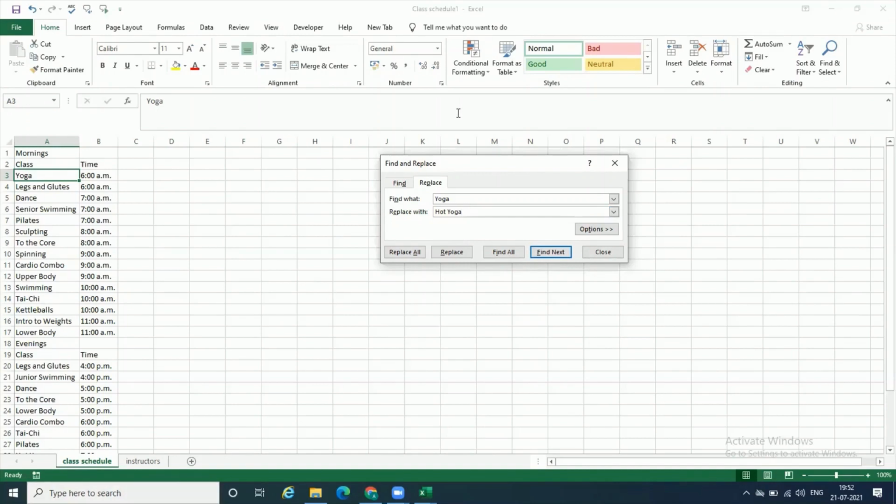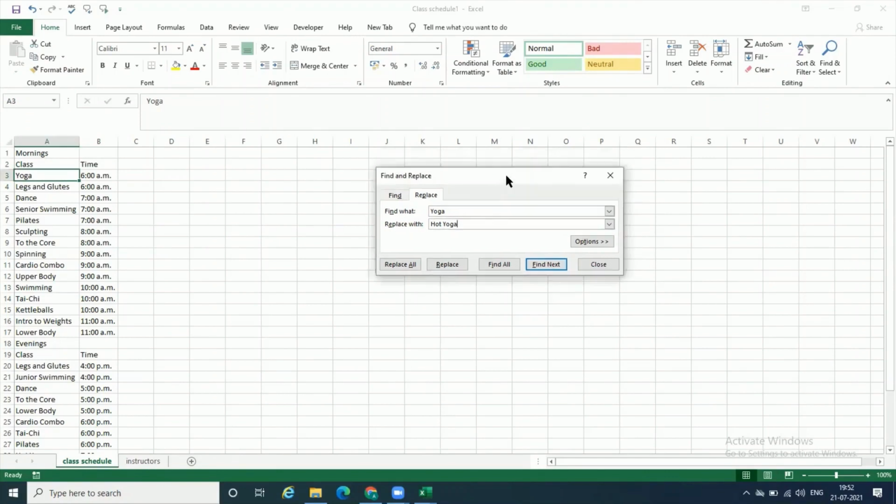And I have got 2 sheets in my file. Class schedule and instructor. I want all the instances of yoga, wherever the word yoga is in this file, to be replaced with hot yoga. But if there is a cell which has got hot yoga written inside it, I don't want it to be replaced again with hot yoga, right? Now I'm just going to do what you would have done in this case. You would have said find all or replace all.